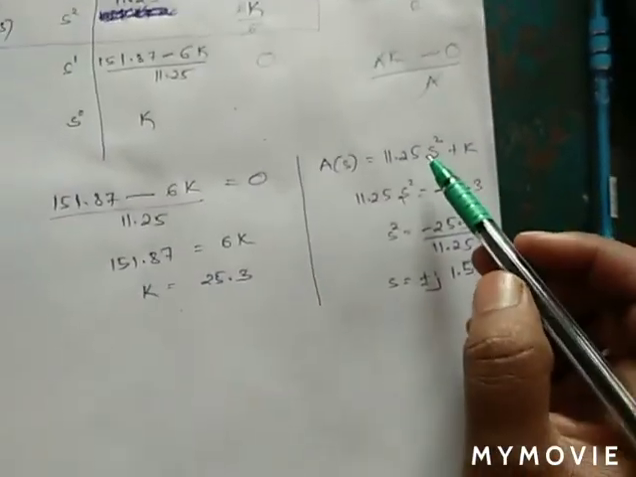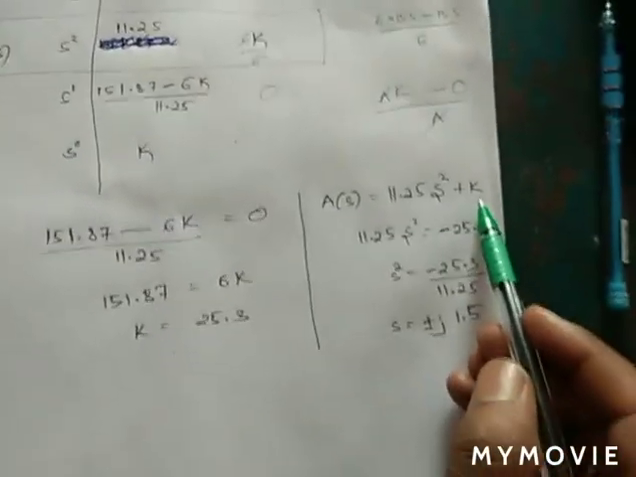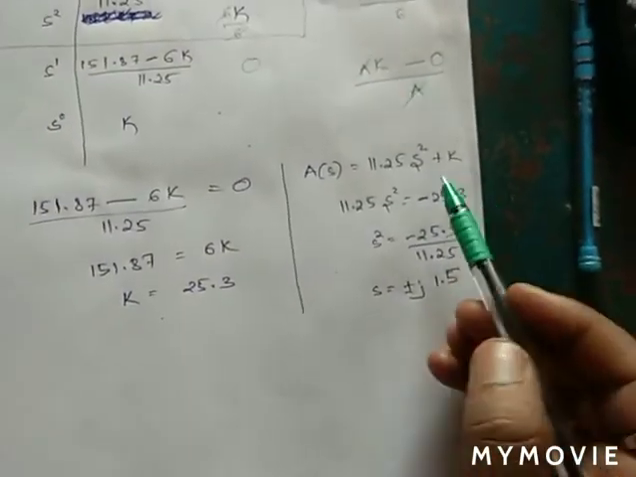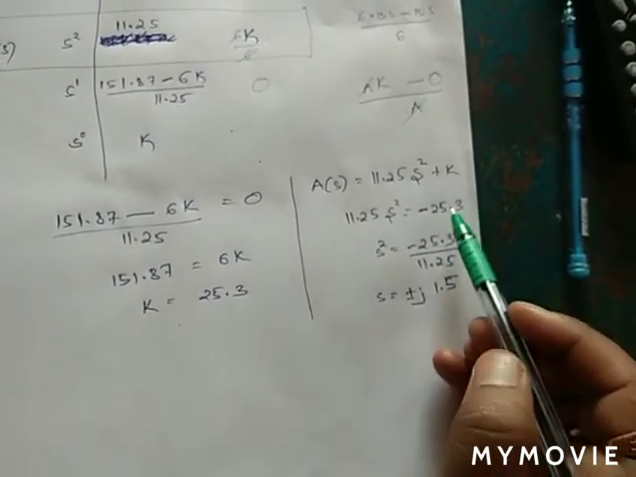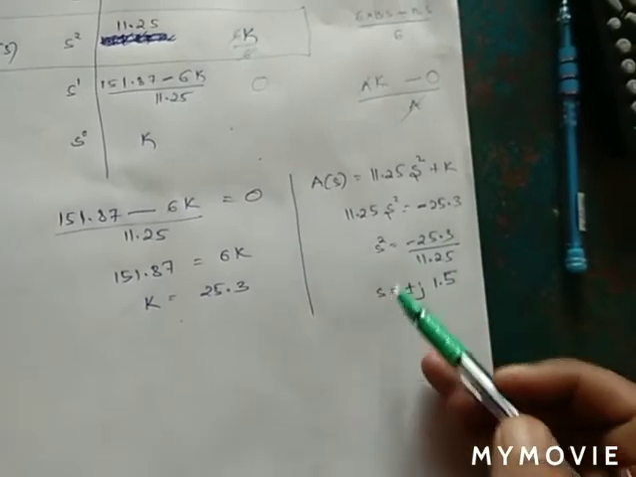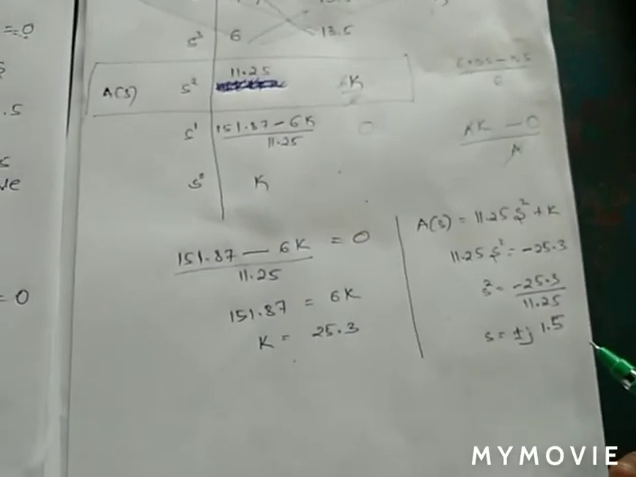The auxiliary equation is 11.25 s square plus s raised to 0. s raised to 0 is 1. So 11.25 s square plus K, introduce K, minus 25.3 equals 0. Solve for s, we will get plus or minus j 1.5. This is the intersection with the imaginary axis.